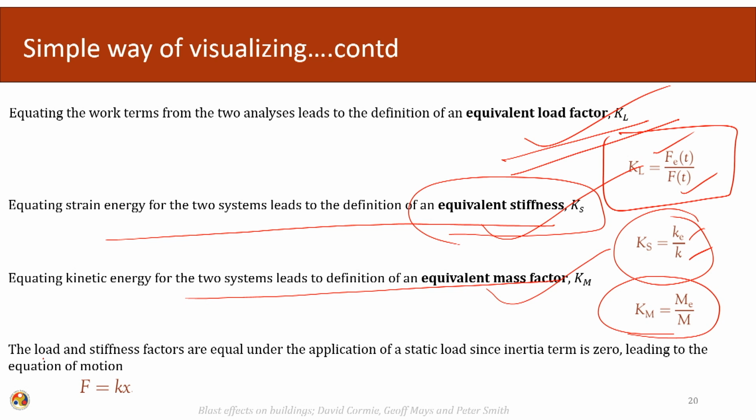And the load and the stiffness factors are equal under the application of the static load, since the inertia term is 0. If the inertia term is 0, this happens during the equivalent static loads, then the equation of motion brings back to F equals kx. That is for the static case. So, for the static case, this is the equation.